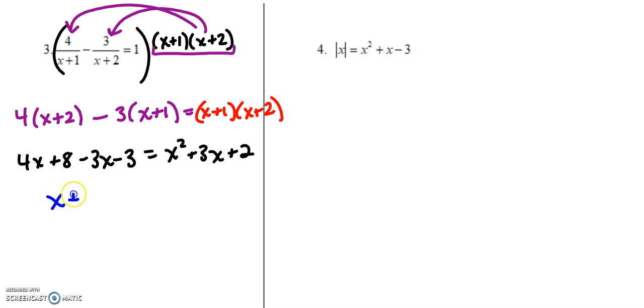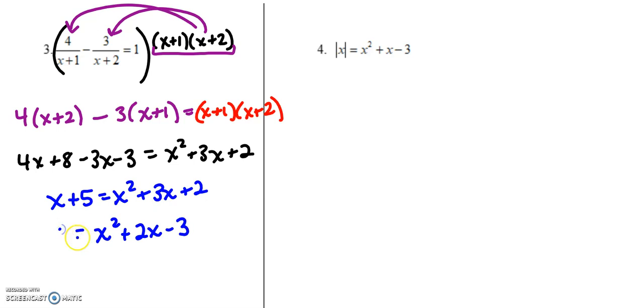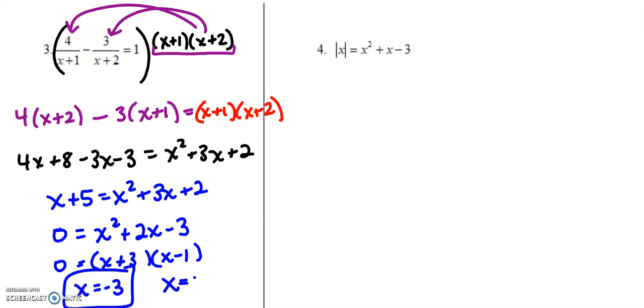I just have x plus 5 equals x squared plus 3x plus 2. x squared plus 2x minus 3 equals 0. This will factor. We get x plus 3, x minus 1, which means that x is equal to negative 3, and x is equal to 1.